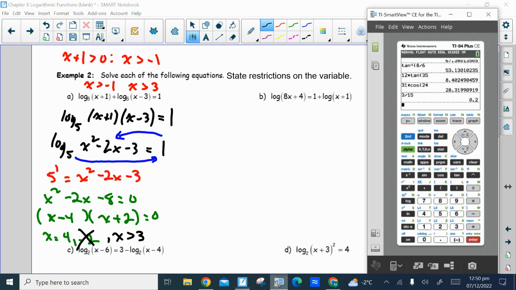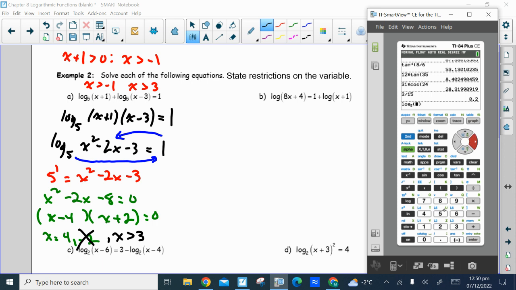And you can check on your calculator. If x equals 4 is our answer, if we let x equal 4 in the two spots in the original equation, figure out what they both are and add them together, they should equal 1. So when x is 4 in this first term, 4 plus 1 is 5, that's log base 5 of 5, which is 1. But you can do it on your calculator.